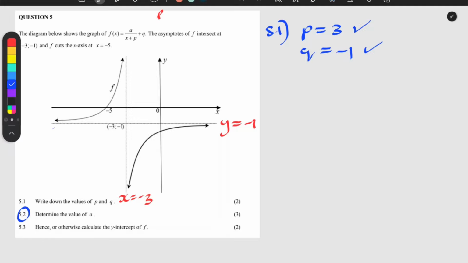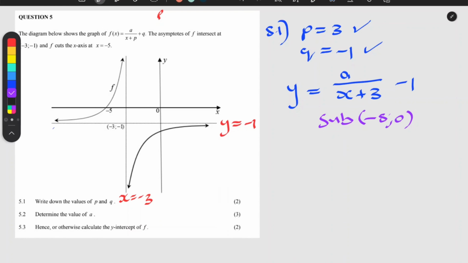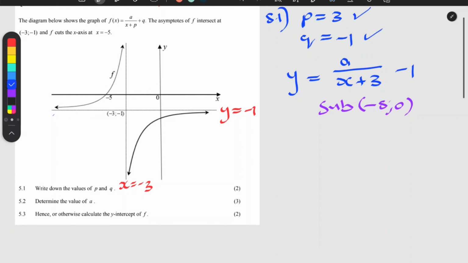Okay, next question 5.2 says, determine the value of a. So now we need that a over there. To get that a, we first write our equation down. So a over x plus 3, because remember we worked out p, and then -1 because we worked out q. So now we're going to sub in a point on the hyperbola. I'm going to use this point. It's on the hyperbola, it's -5 and 0.